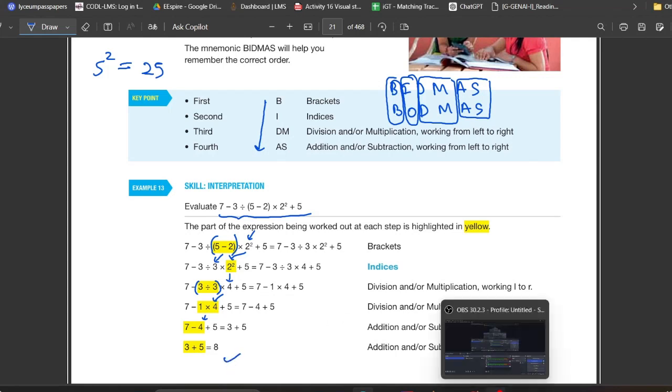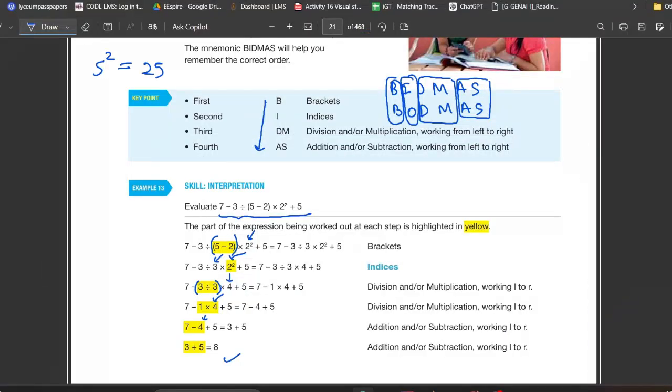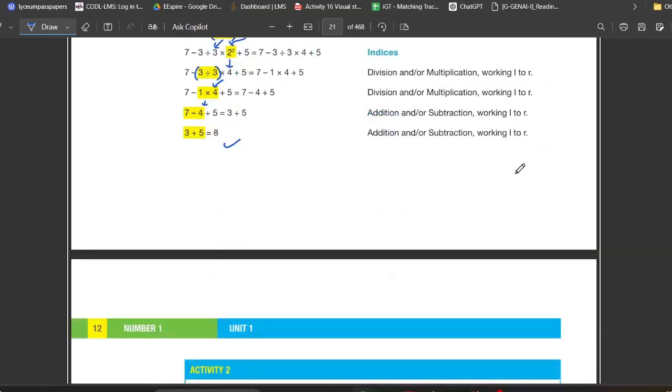Okay, I think that's clear. Then let's try some examples.